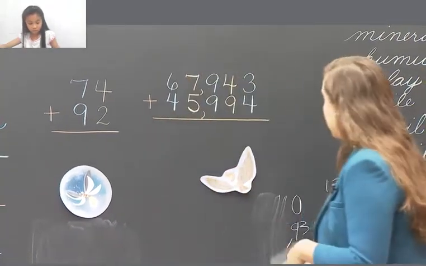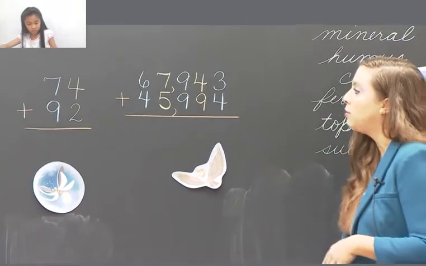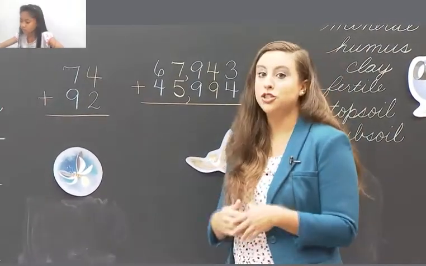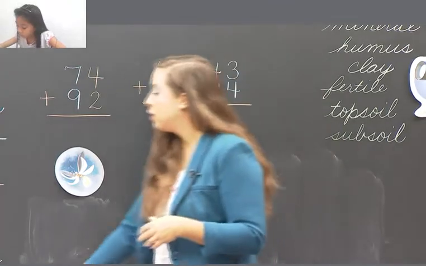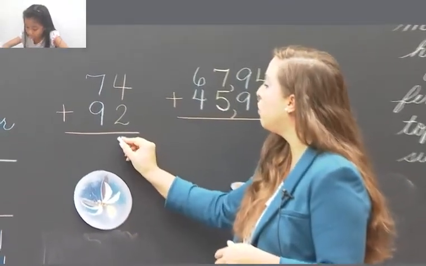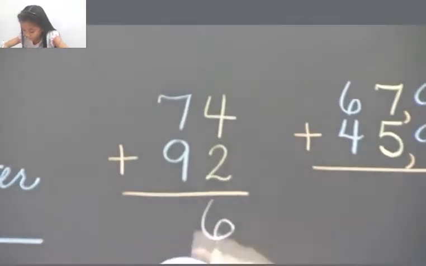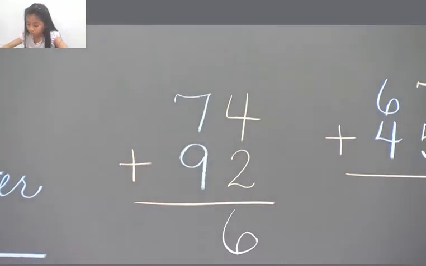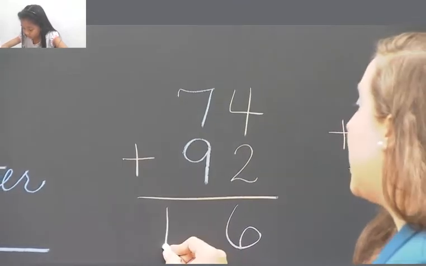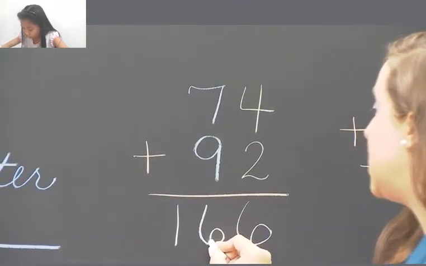So we're going to take a look at this first problem right here. 4 plus 2 is, class? 6. Good. Now let's go over to the tens column rather. 7 plus 9 equals? 16. 16. So my answer is 166.